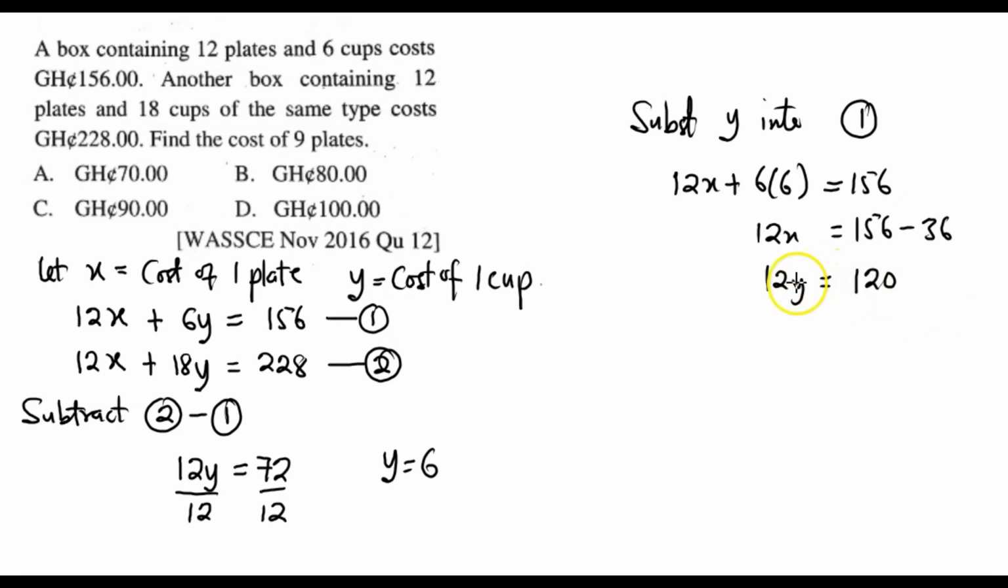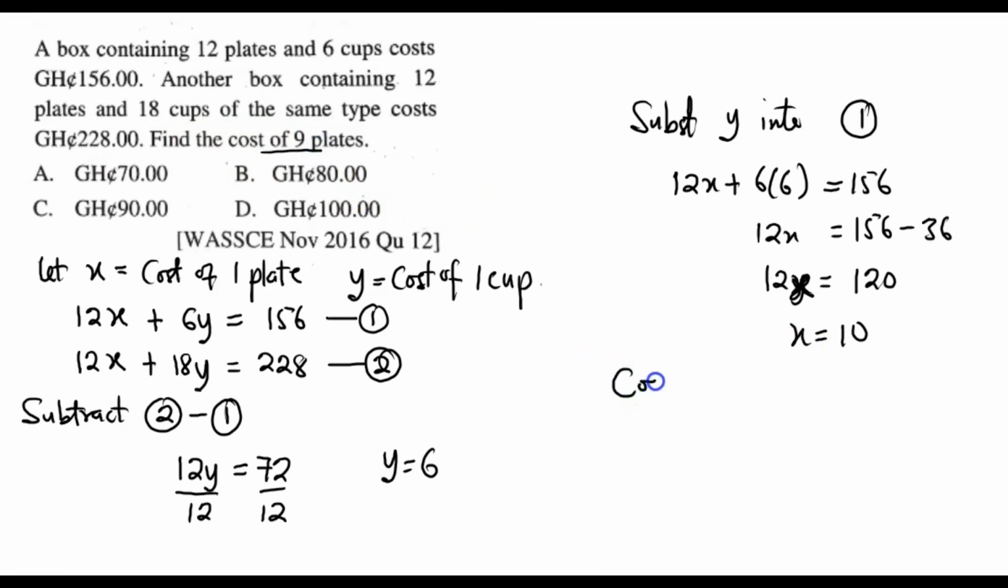So 12x is equal to 120. Dividing both sides by 12, we obtain x is equal to 10. So we know that the cost of 1 plate is 10 Ghana cedis, but the question demanded that we find the cost of 9 plates.